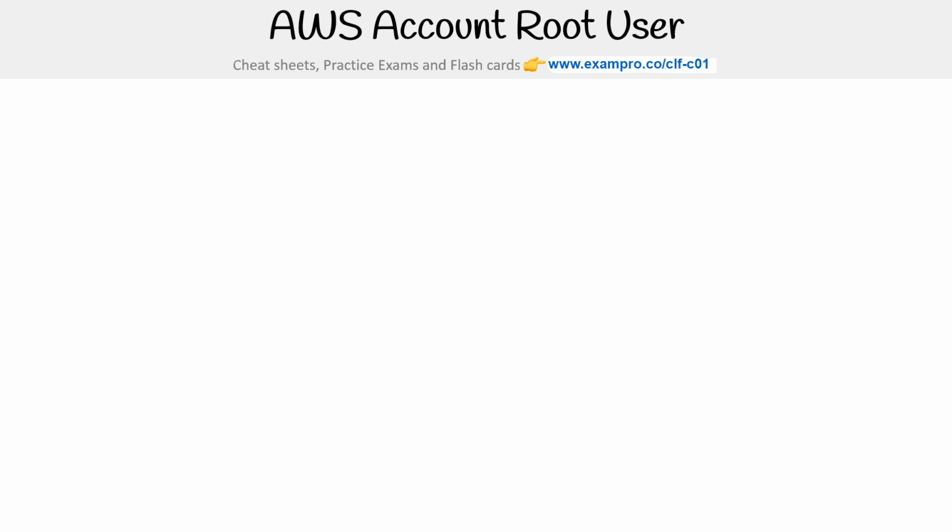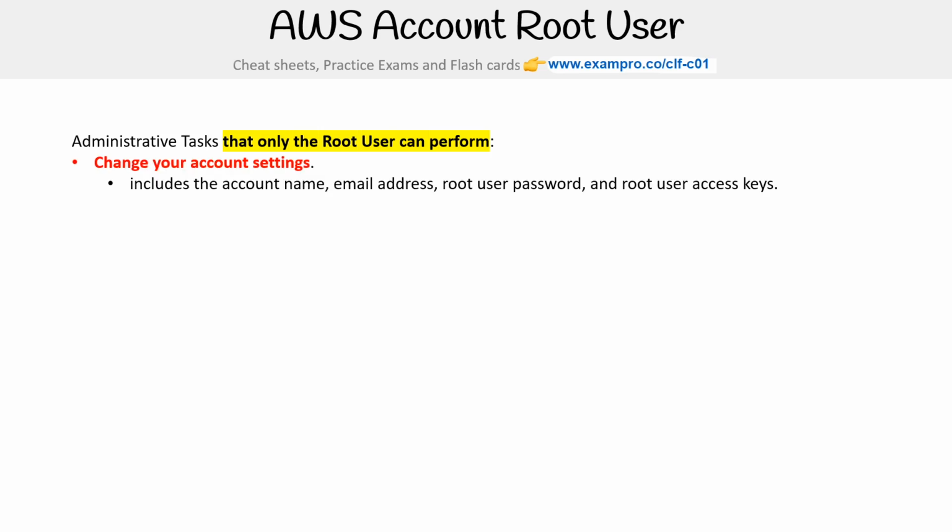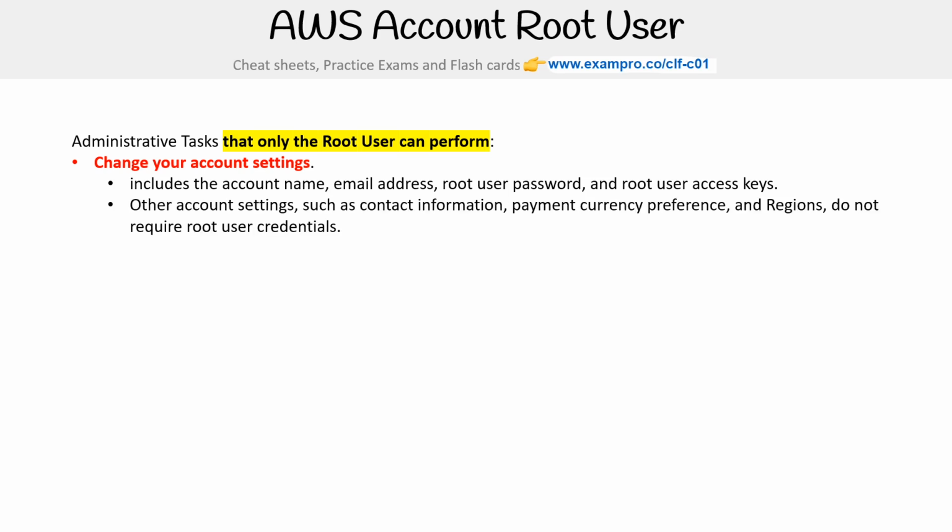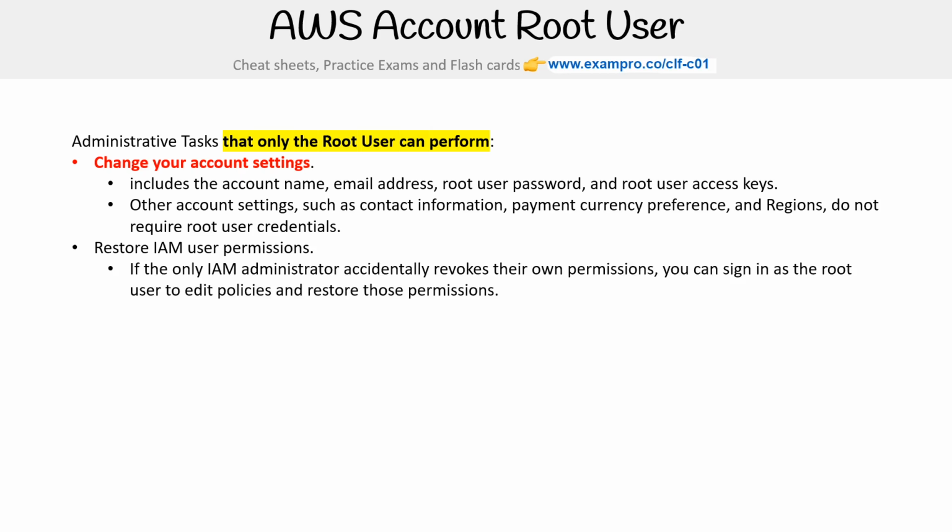So let's talk about the tasks that you should be performing with the root user, and that only the root user can perform. Changing your account settings, so this includes account name, email address, root user password, root user access keys. Other account settings such as contact information, payment currency preference, regions, do not require the root user credentials. So not everything. Restore IAM user permissions. If there's an IAM admin, so it's just a user that has admin access, who actually revokes their own permissions, you can sign into the root user to edit policies and restore those permissions.